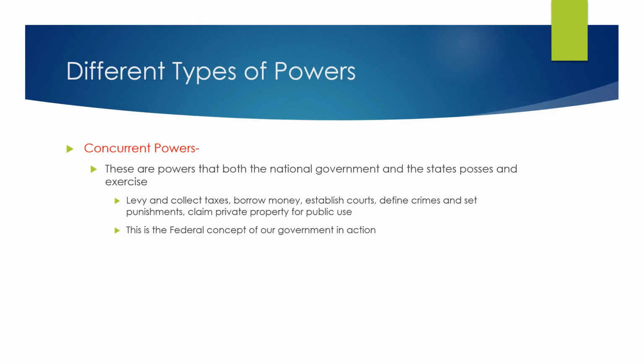We also have concurrent powers. Concurrent powers are powers that are held by both the national government and state governments at the same time. Some examples of powers that are held by both the state government and the federal government at the same time are levying and collecting taxes, borrowing money, establishing courts, defining crimes and setting punishments, claiming private property for public use, which once again, remember, is referred to as eminent domain. This is the federal concept of our government in action, because a federal government is a government that has a central power and state power at the same time, that all have jurisdiction over the same people and the same territory, but they share rights and sometimes have distinct differences between the rights.